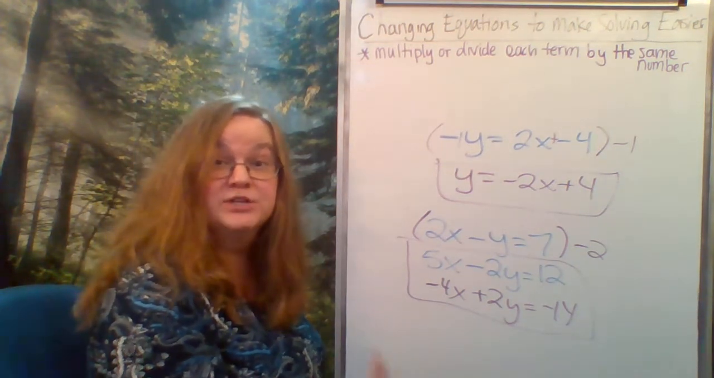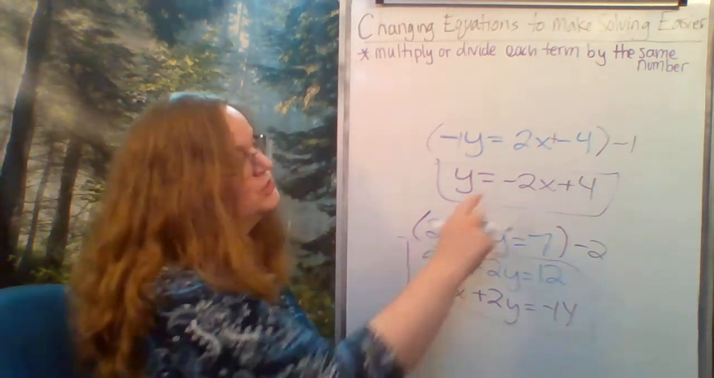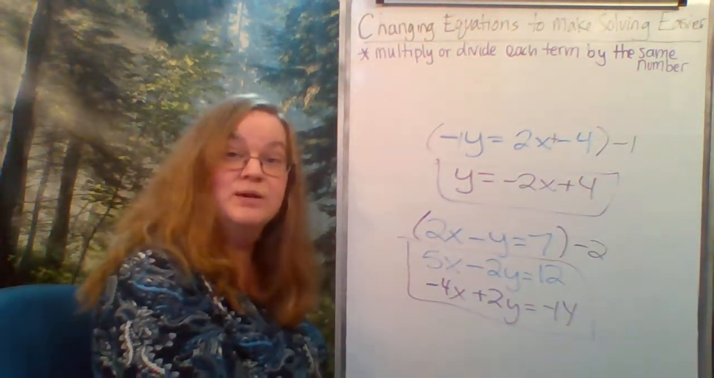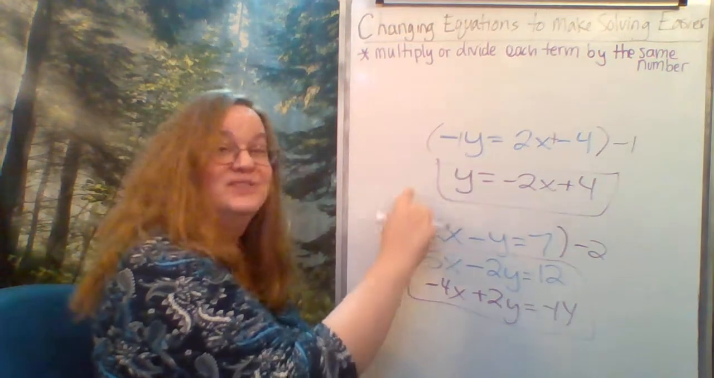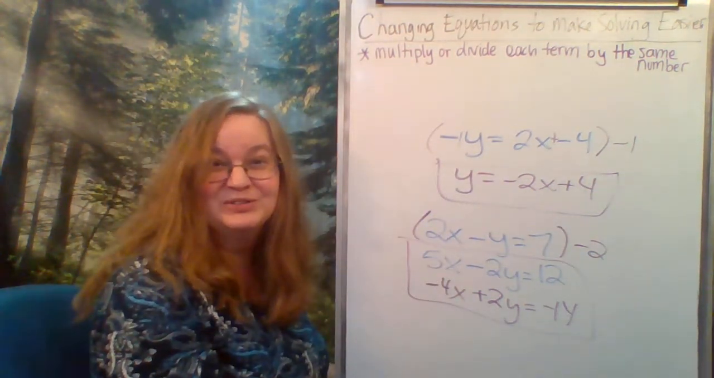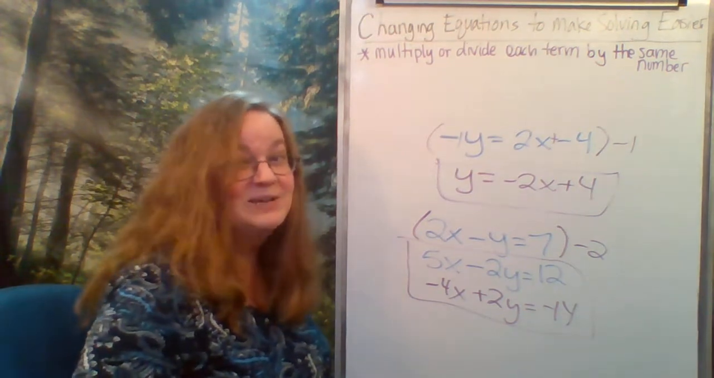So again, as long as you're multiplying each term, terms are separated by addition and subtraction signs, by the same number, and you have to do it on the other side of the equation too, you're going to get an equivalent equation. Okay? I hope this helps and have a great day.